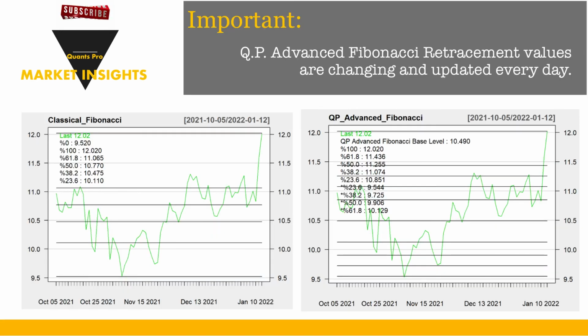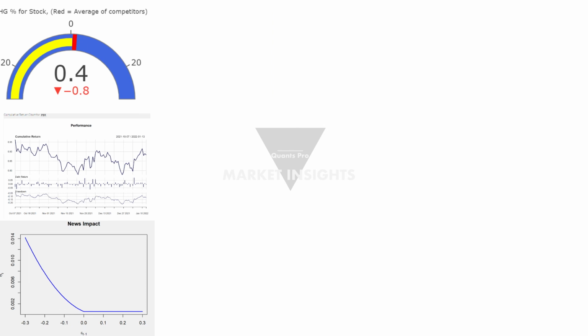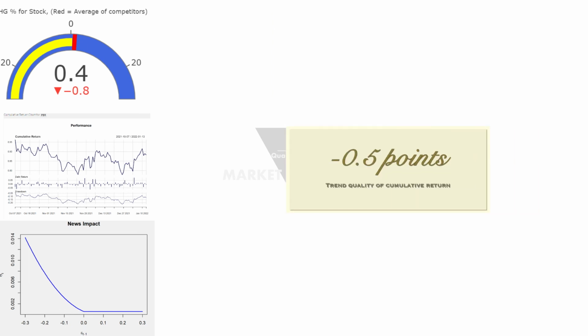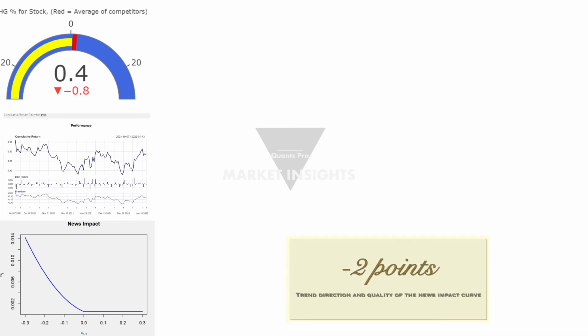Now let's examine the difference between the classic Fibonacci and Quants Pro Advanced Fibonacci Analytics from the charts. It can be easily understood that the QP Advanced Fibonacci Retracement can better detect significant price breaks. In order to create a clearer index in the investor's mind, Quants Pro offers you a hybrid index. This index consists of cumulative return performance, proportional change to competitor returns, and news impact analysis.